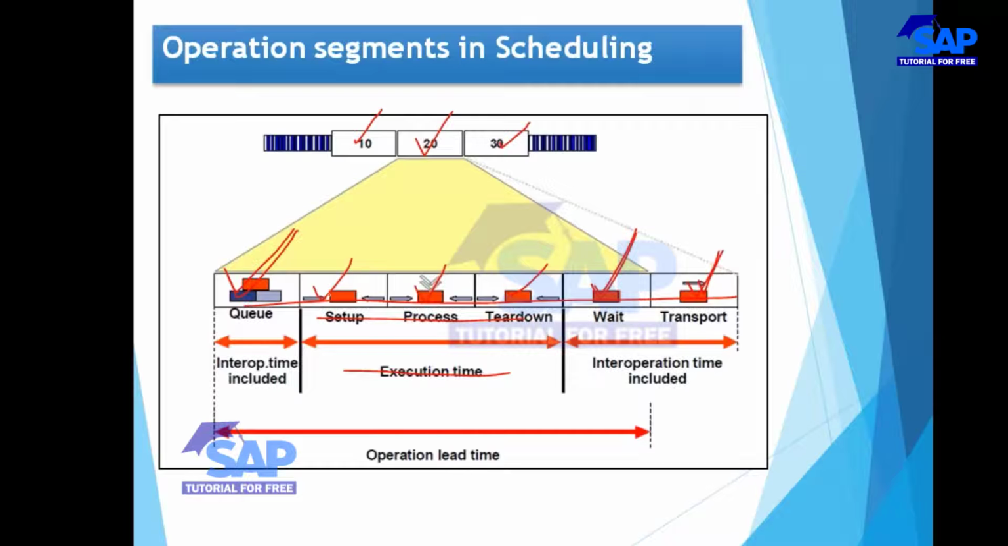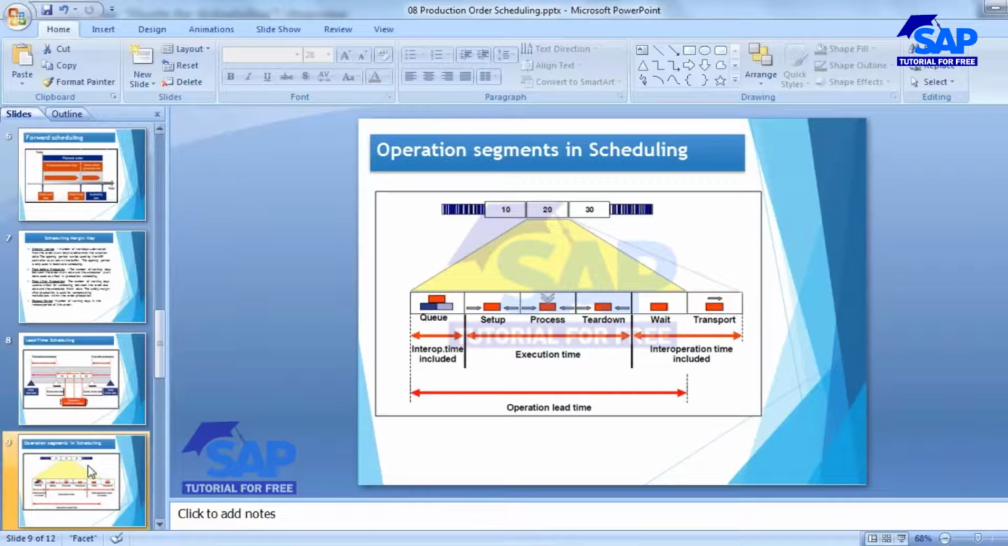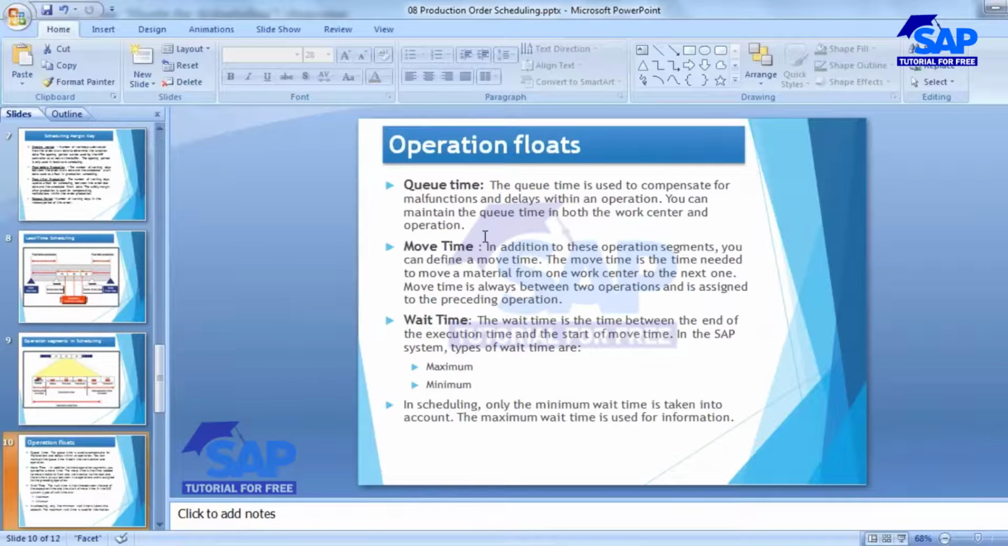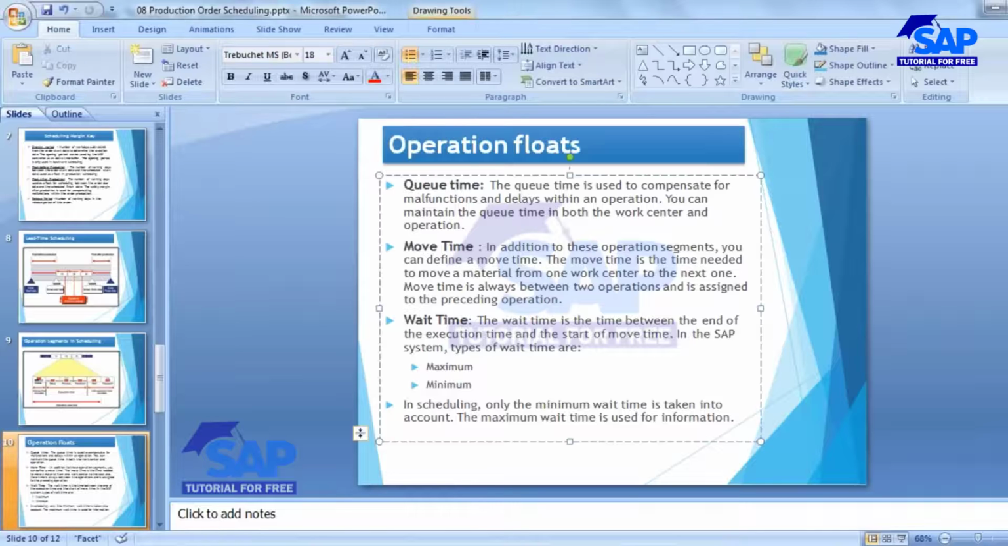Now the question is, where are all these things maintained? They are maintained at different places. First, we'll understand what queue time, move time, and wait time are. Queue time is used to compensate for malfunctions and delays within an operation. Sometimes you may have unexpected malfunctioning or breakdown, so in those scenarios you will maintain queue time. All these are optional, not mandatory. If you want to take those timings into account, then you maintain them.